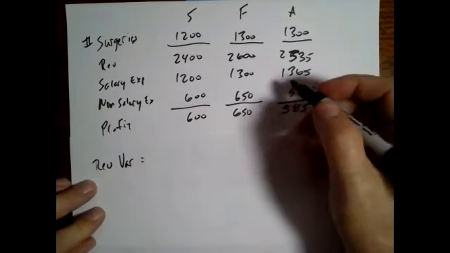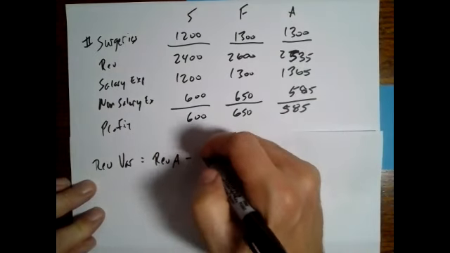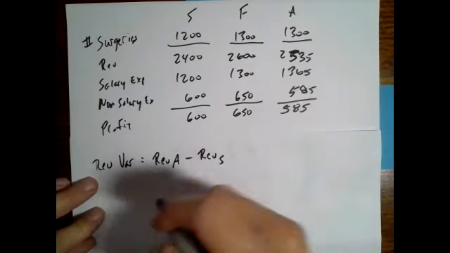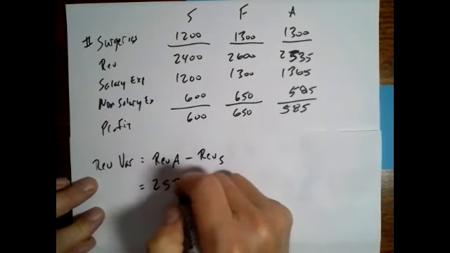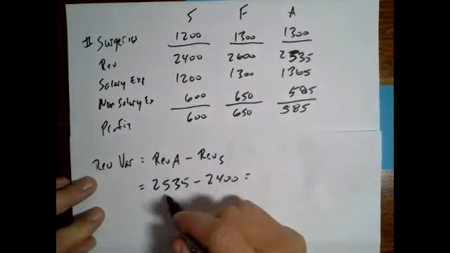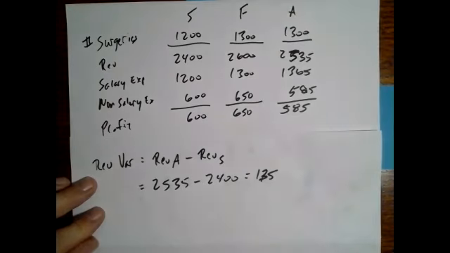is equal to revenue actual minus revenue static, right? So 2535 minus 2400 gives us a positive 135 positive variance, right?